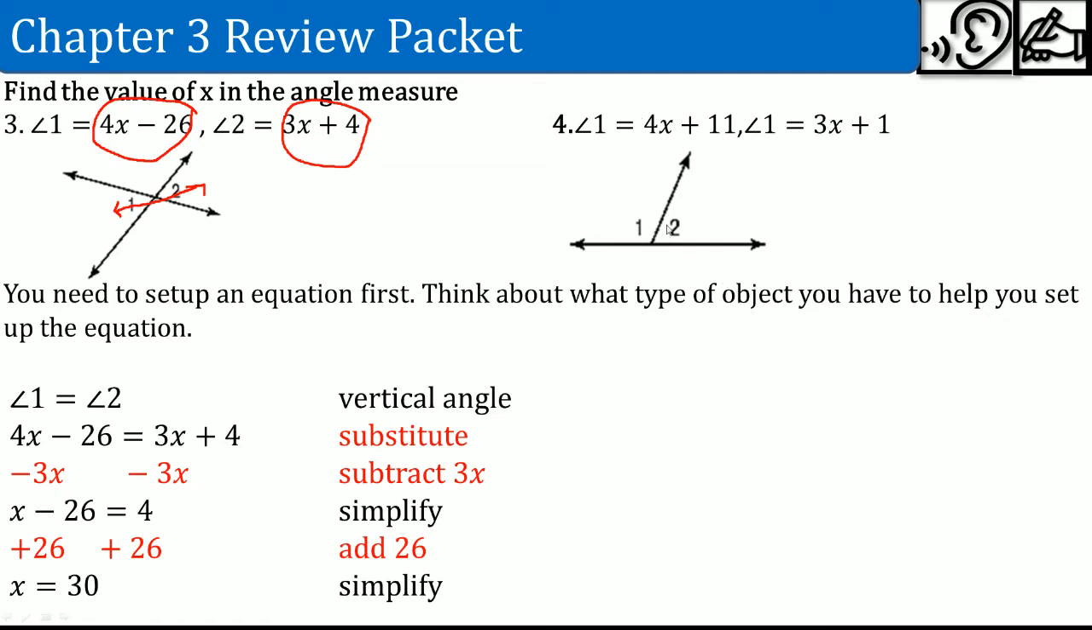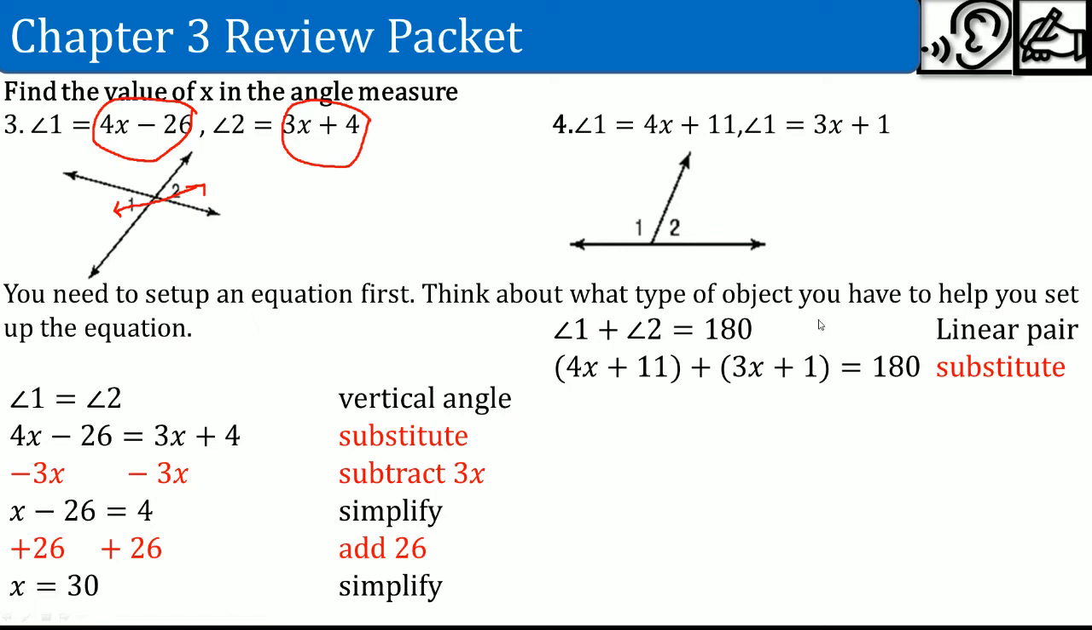Next one. Okay, what are these? They're right beside each other and they make a line. We call this a linear pair. Angle 1 plus angle 2 equals 180. Make the substitution because I kind of made a little mistake here. This should be angle 2. Okay, so angle 1 is 4x plus 11 right there. Angle 2 is 3x plus 1.